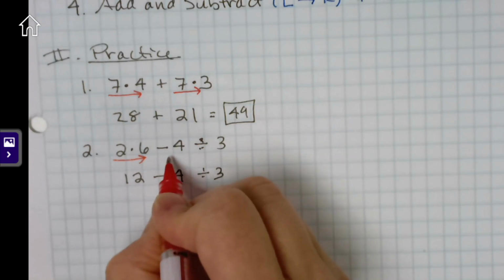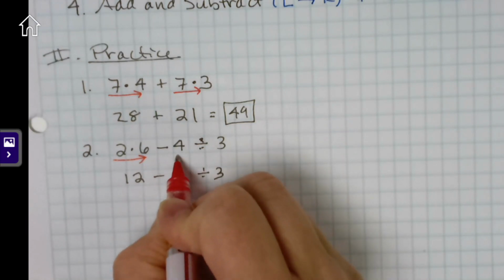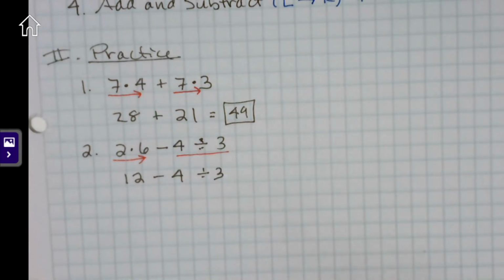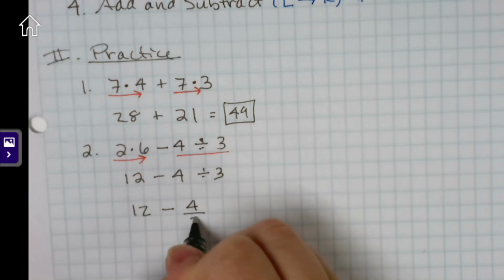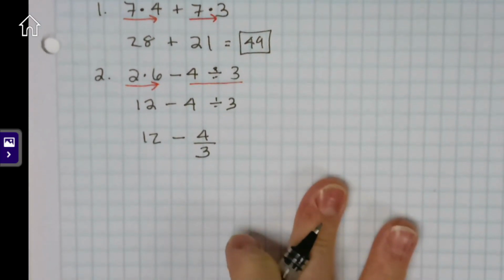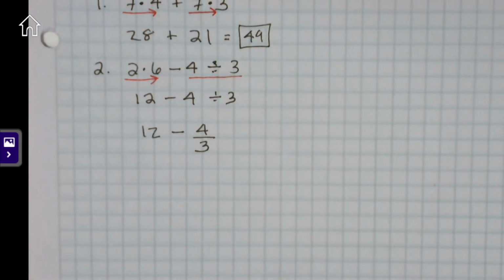We don't do anything with subtraction. And then the next one is 4 divided by 3. So I have a 12 minus, and I can just stack this up, 4 divided by 3. And I'm done, and it doesn't divide out. So that's as far as I get with multiply, divide.